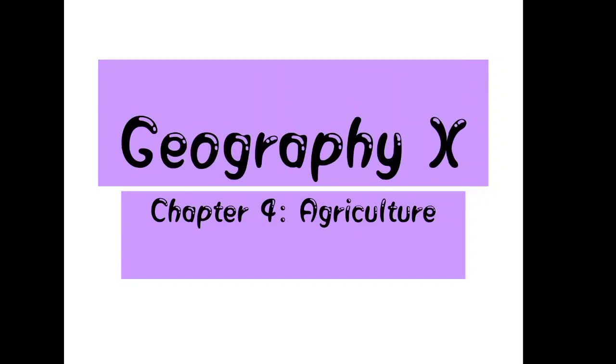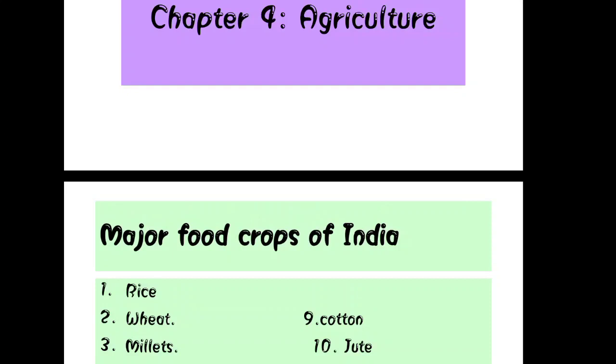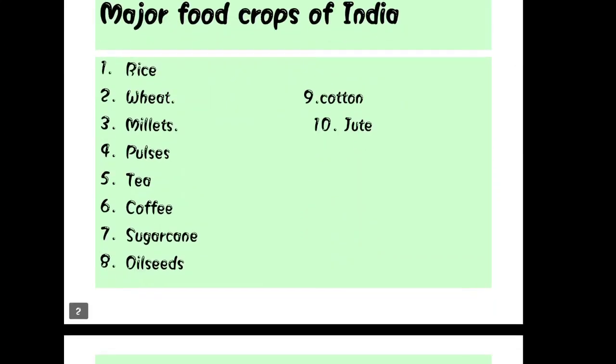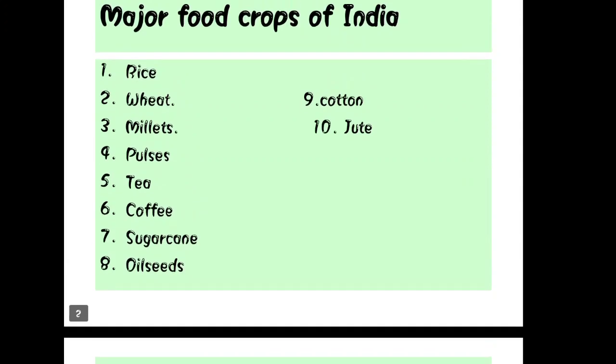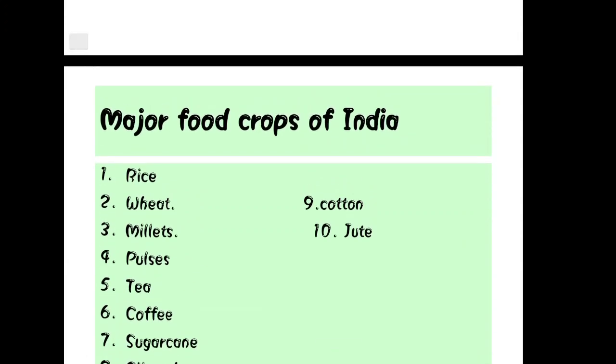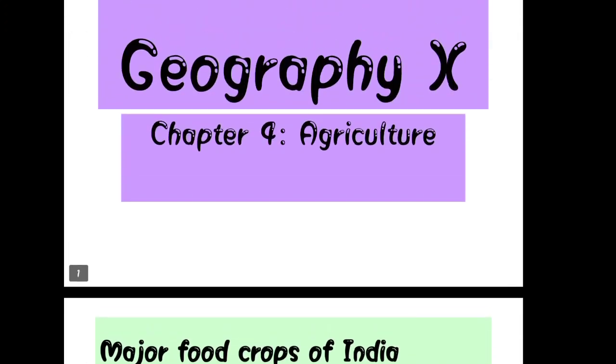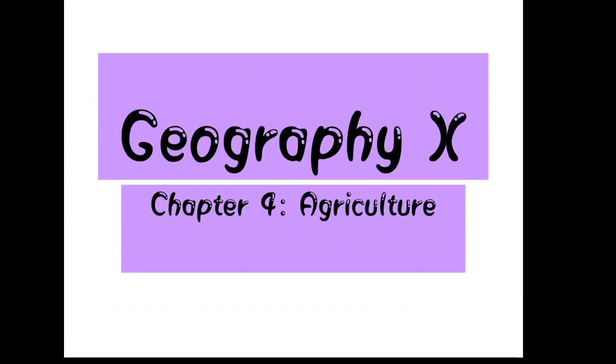Some of the topics like types of farming and cropping patterns of India we have covered in the last lecture. Today we will be looking at the major food crops of India, and separately we will look in detail at what the major crops of India are. Before watching this video, I request you to go to the NCERT textbook and read this chapter, then watch this video. It will help you out.